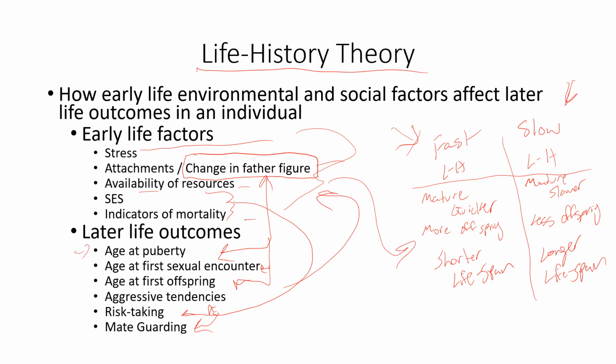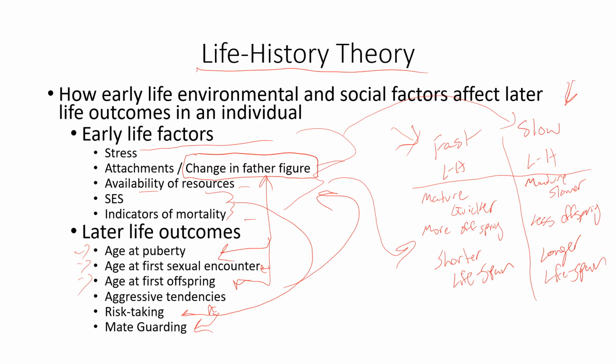That's where you get age at puberty, age at first sexual encounter, age at first offspring. They mature quicker. They tend to have more offspring, but they tend to have a shorter lifespan on average, and this has been shown with all of those things. Conversely, those who have less stress, stronger attachments early in life, more availability of resources, and fewer indicators of mortality have the slow life history. They mature slower. They reach puberty later. They tend to have fewer offspring. They tend to have a longer lifespan. And this has all been studied extensively, and it is the case.